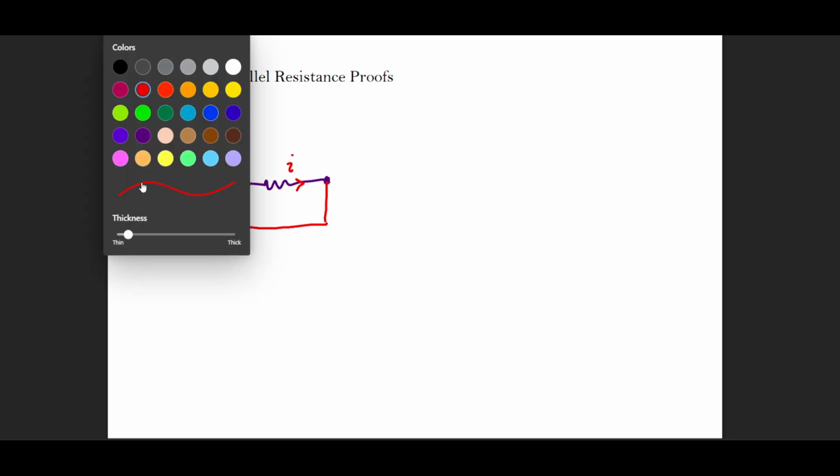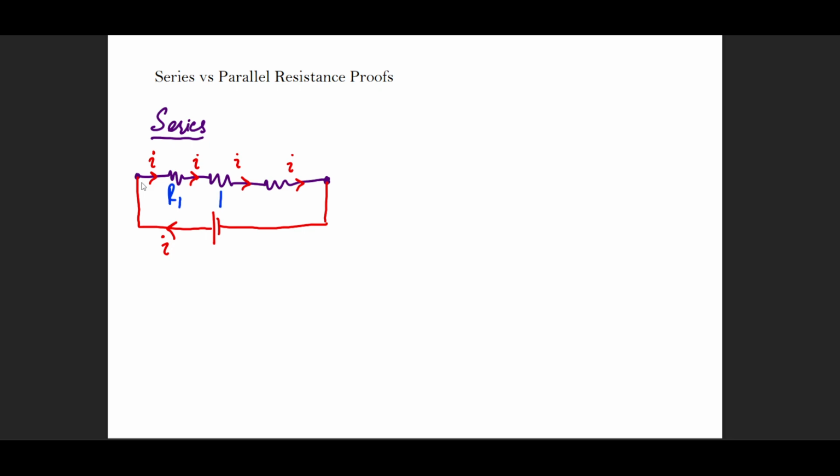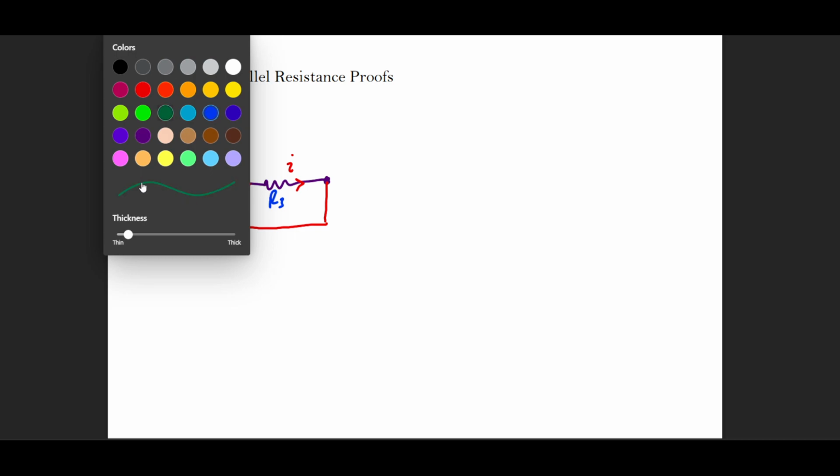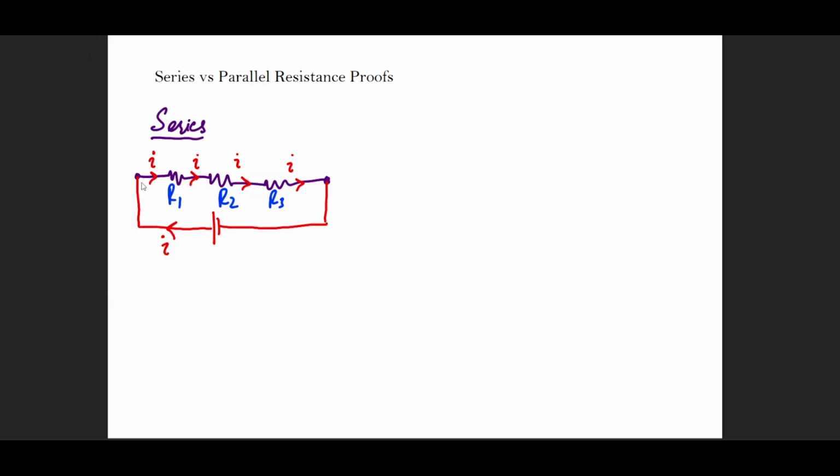Let's assume that the individual resistances of these resistors are R1, R2, and R3, okay? Then we move on to point number 1: the current remains the same. The current is the same in a series circuit, right? So this leads to the idea that the current generated by the battery, IB, is equal to I1, is equal to I2, is equal to I3. Let's call these I1, I2, and I3, and IB the current generated by the battery. So the current is going to remain the same.